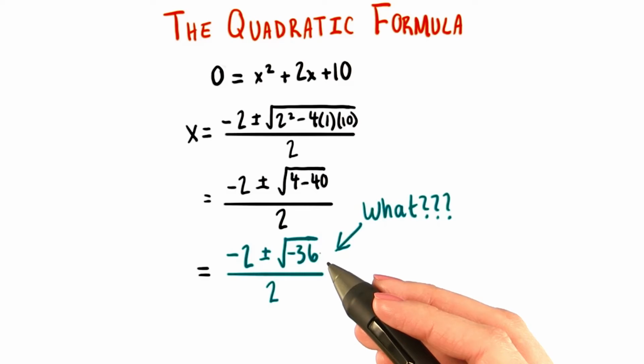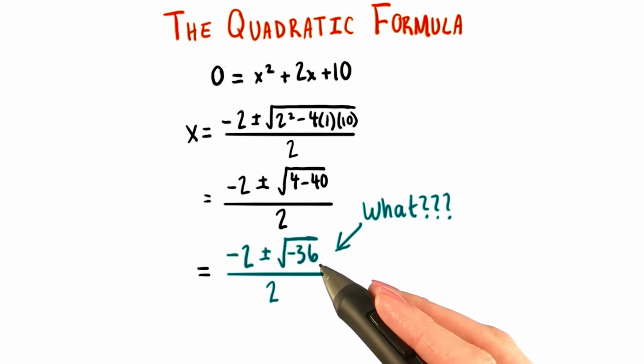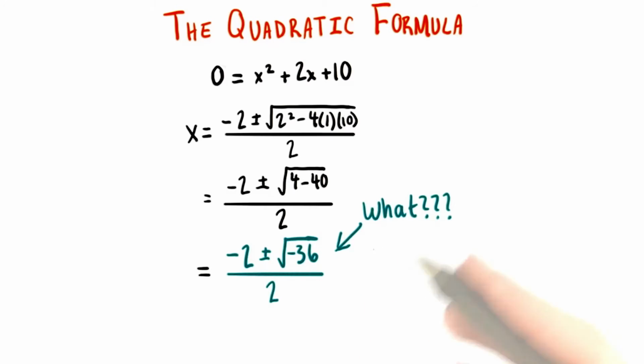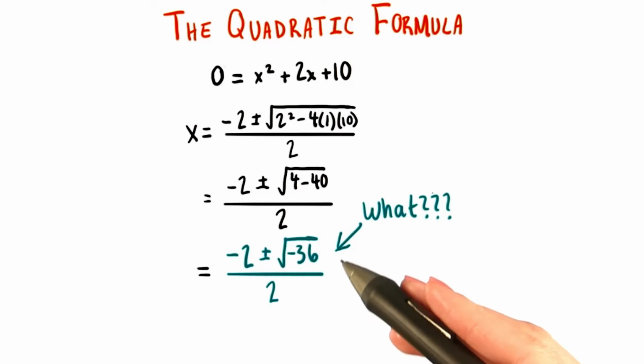This is pretty shocking. This problem is asking us to take the square root of a negative number. We can't do that. We do not have any idea what real number this would equal. In fact, there is no real number that this equals. So what does this mean? No solutions? No crossing of the x-axis? Well, we found a solution.